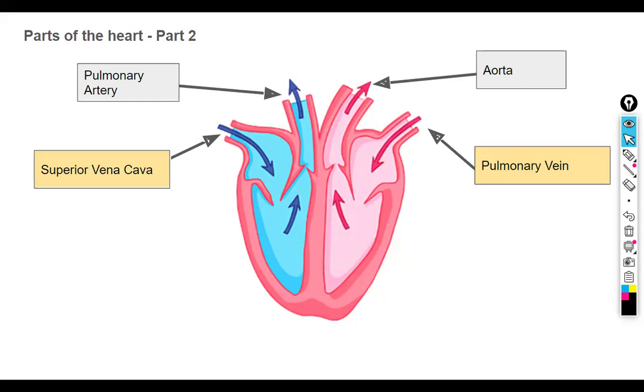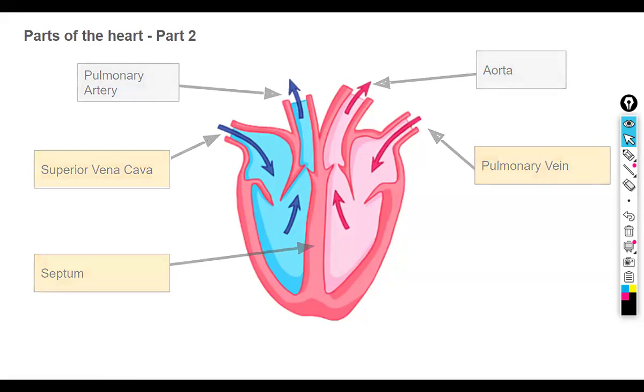Let's move on to some different parts of the heart. You see this little muscle in between that separates the heart from the left-hand side to the right-hand side. That's to ensure that the blood on the right-hand side doesn't mix with the blood on the left-hand side. That's called your septum, right? That's the big muscle at the middle of your heart. It separates the heart.